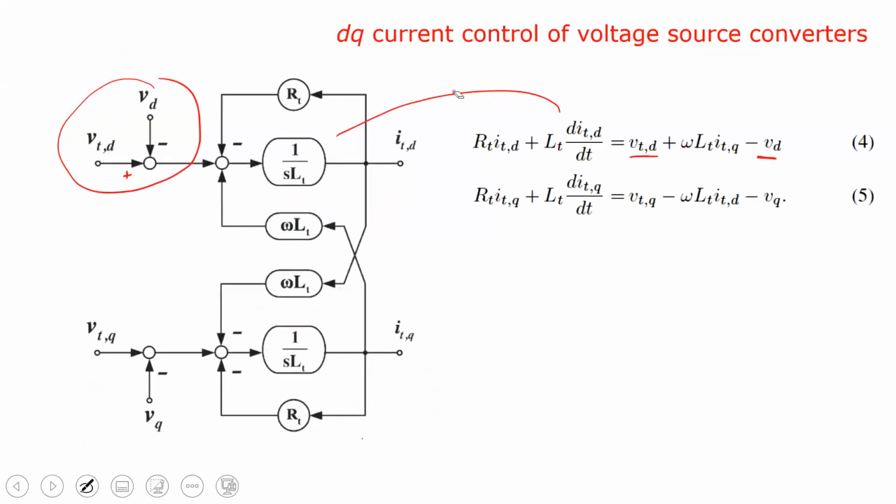So that will be 1 by SLT. So 1 by SLT, for LT, its Laplace is 1 by SLT, right? So therefore it is 1 by SLT into ITD. So that forms this term.